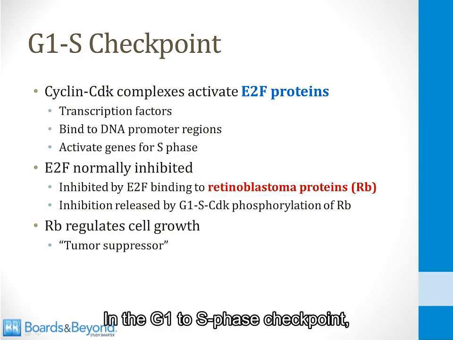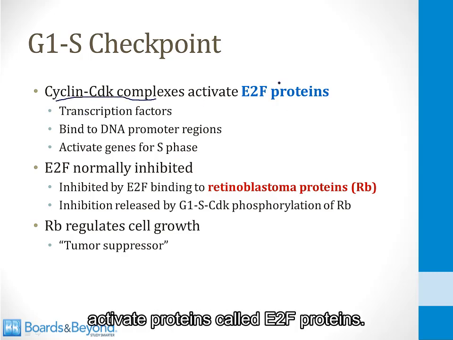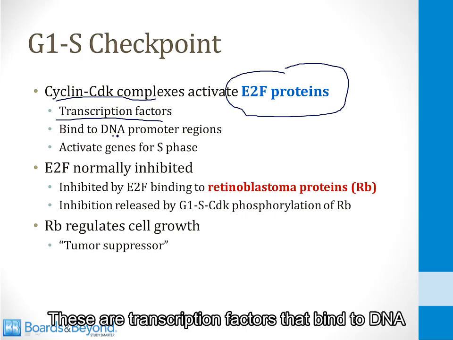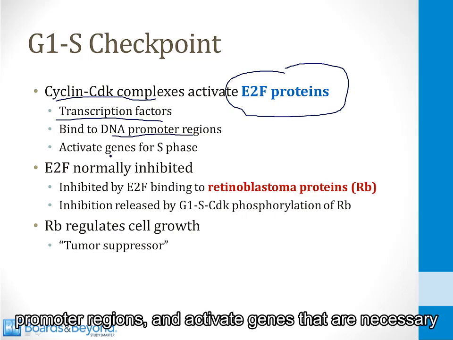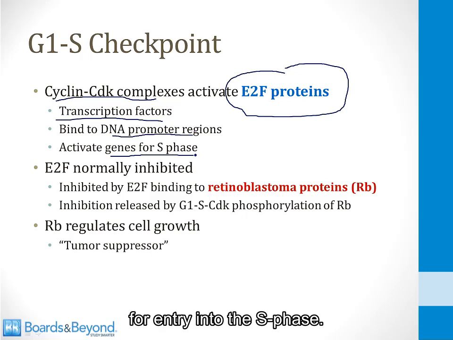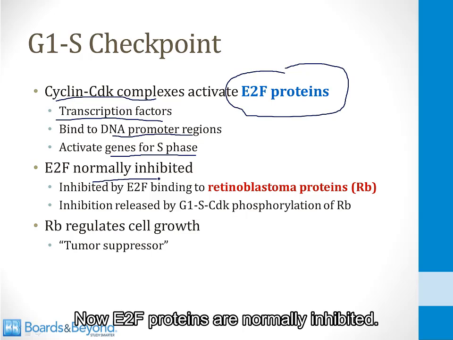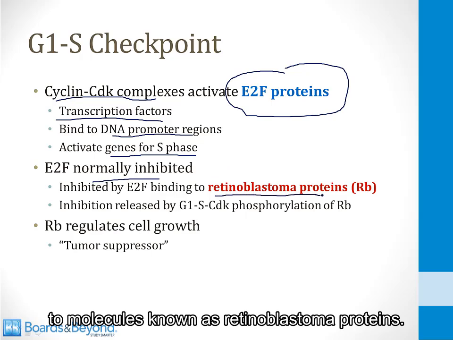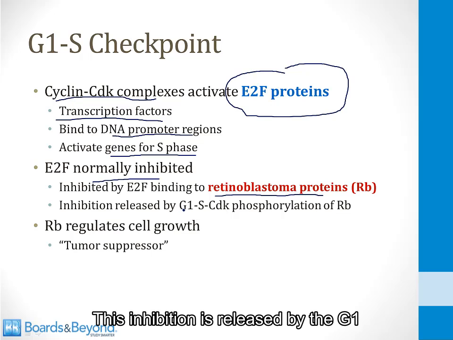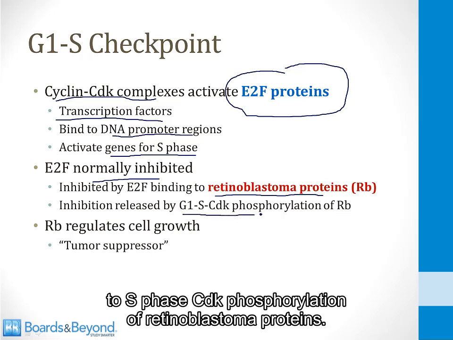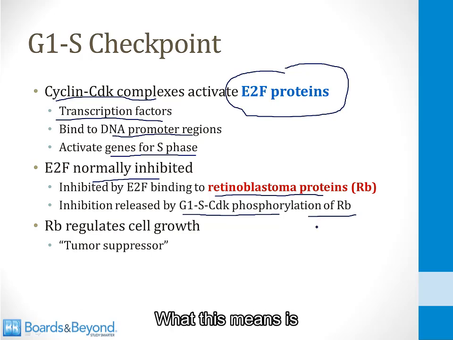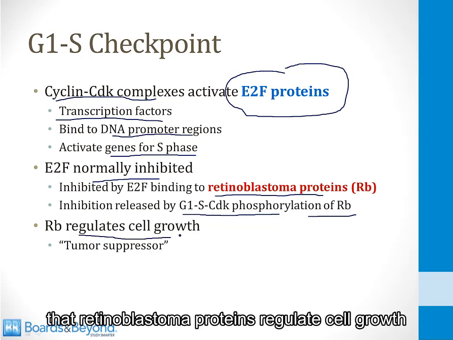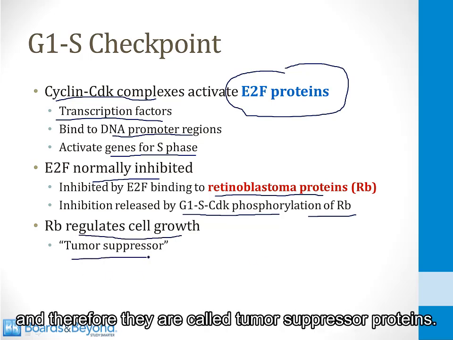In the G1 to S phase checkpoint, cyclin CDK complexes activate proteins called E2F proteins. These are transcription factors that bind to DNA promoter regions and activate genes that are necessary for entry into the S phase. Now, E2F proteins are normally inhibited, and the reason they are inhibited is because they are bound to molecules known as retinoblastoma proteins. This inhibition is released by the G1 to S phase CDK phosphorylation of retinoblastoma proteins. I'll show you a picture of that in a minute. What this means is that retinoblastoma proteins regulate cell growth, and therefore they are called tumor suppressor proteins.